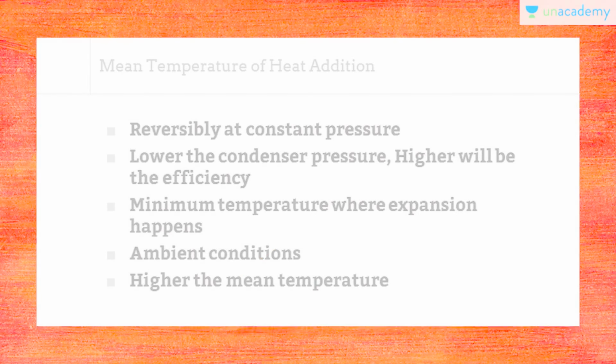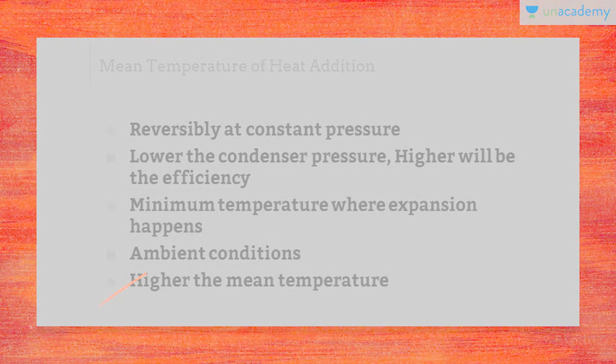Let's move on to the mean temperature of heat addition. In the Rankine cycle, heat is actually added reversibly at constant pressure but at infinite temperatures. If Tm1 is the mean temperature of heat addition, then the area under the states 4 and 1 is equal to the area under the states 5 and 6. So it happens under the ambient conditions. So only during the ambient conditions you can actually see the mean temperature of heat addition. And it follows a phenomenon: the higher the mean temperature of heat addition, the higher will be the cycle efficiency.